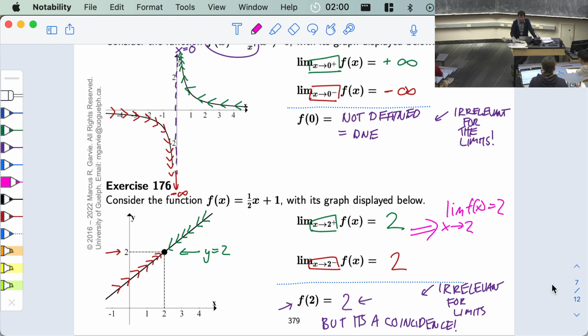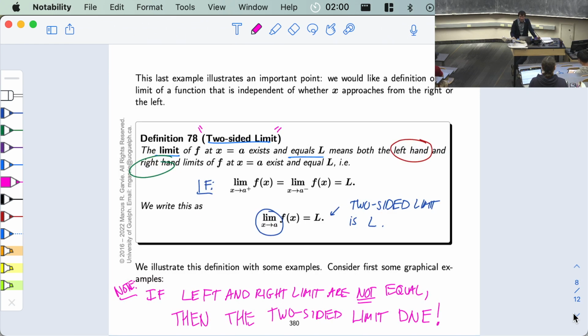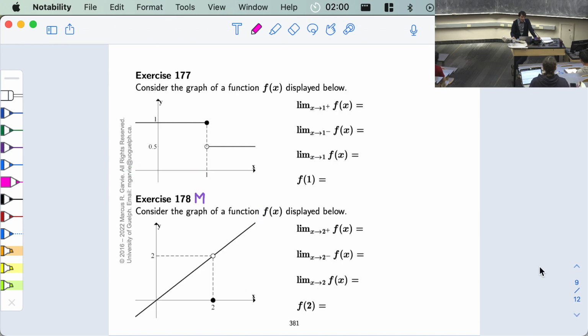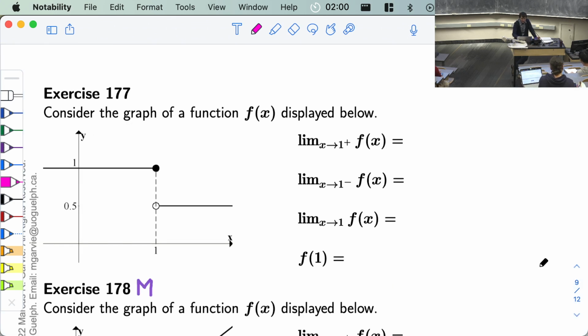All right, so we're going to do a few more examples. Exercise 177 is another example. We're going to compute the left limit, the right limit, and the two-sided limit, and we're going to compare that to the value f of 1. Okay, how would you do this?